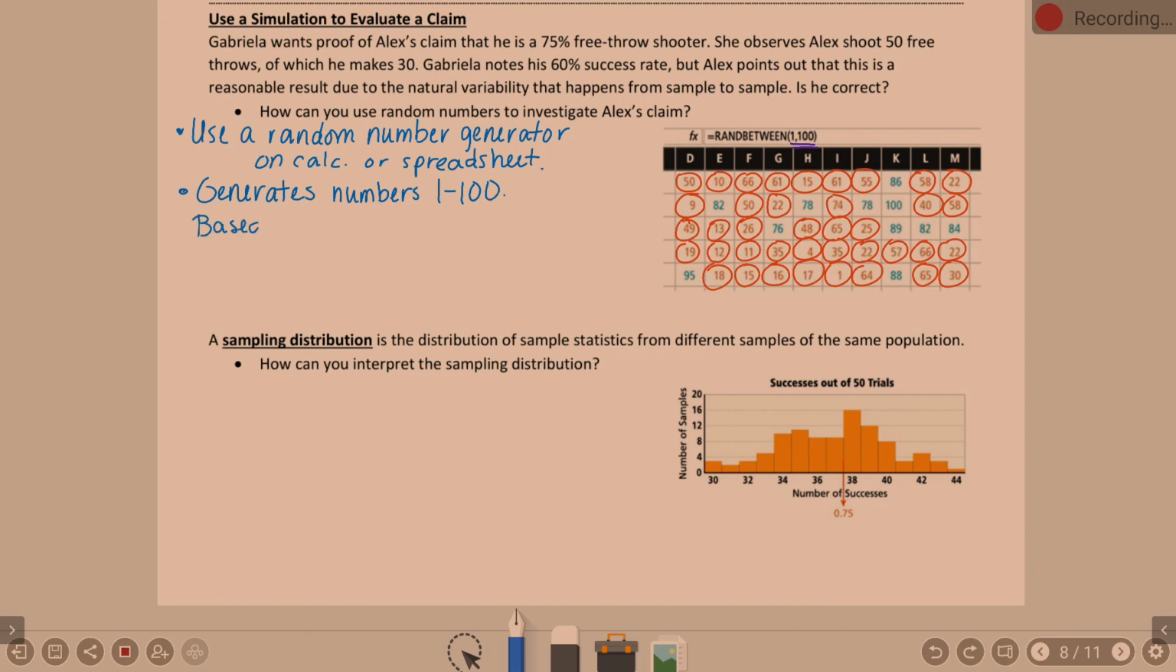Based on the 75%, let 1 to 75 be successes, makes, however you want to put it. Then 76 to 100 are misses. What did we find out in our scenario? 78%. 39 out of 50, which is 78%. And the idea then, also, is that one simulation is not quite enough. We'll talk more tomorrow.